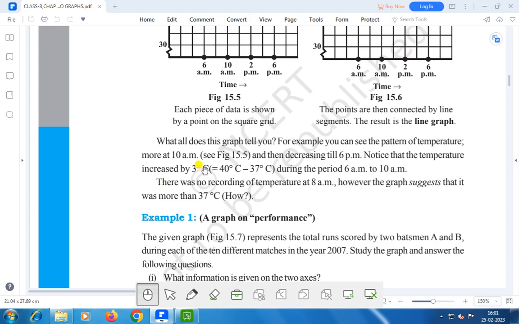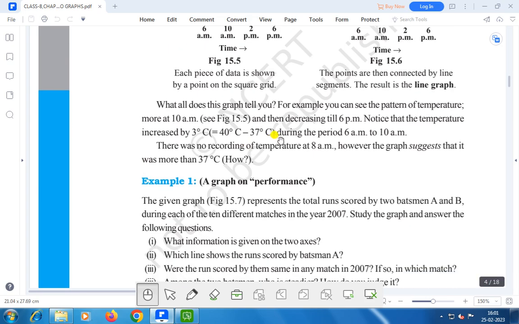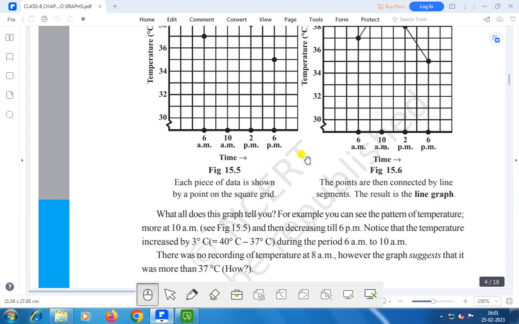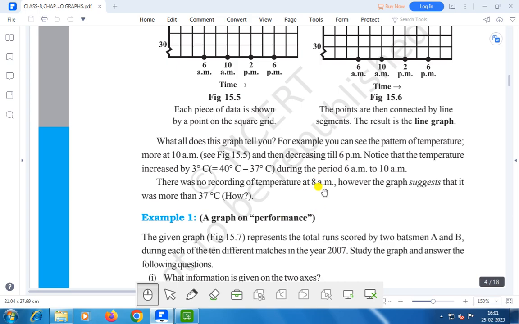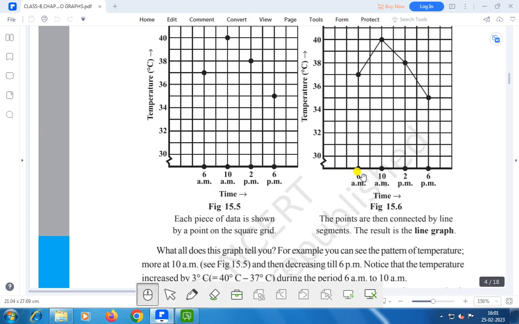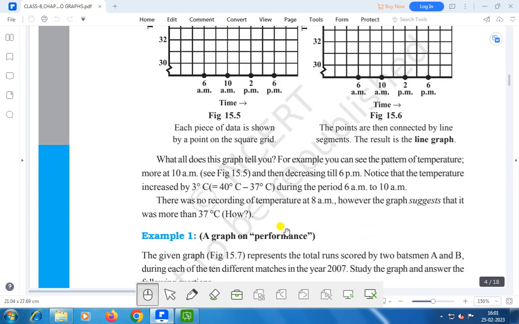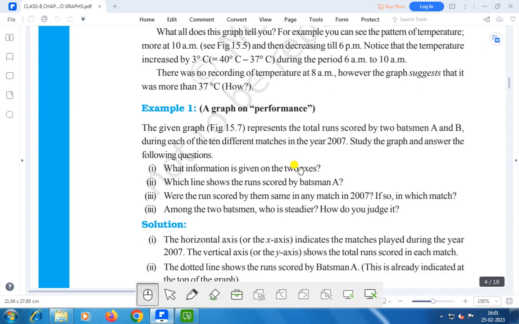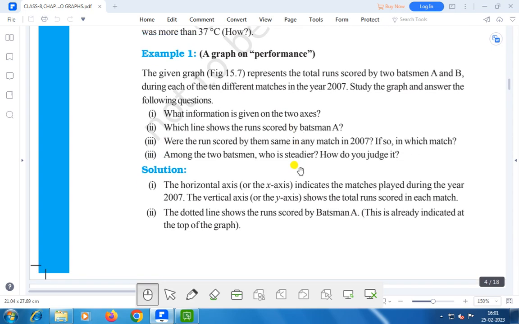Notice that the temperature increased by 3 degrees, that is 40 minus 37 degrees centigrade, during the period 6 a.m. to 10 a.m. There was no recording of temperature at 8 a.m. However, the graph suggests that it was more than 37 degrees centigrade. Here you see that at 8 a.m., that is above 37 degrees centigrade, right?